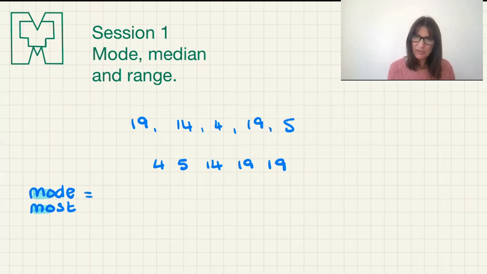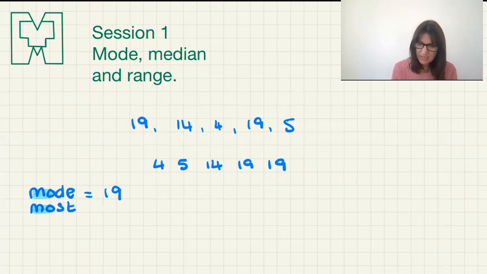And also by putting them in order, I'm not searching the whole list anymore. I can just see straight away, I've got 2 19s, they're side by side, they stand out, and they are the most common. So in this question, 19 is the mode.